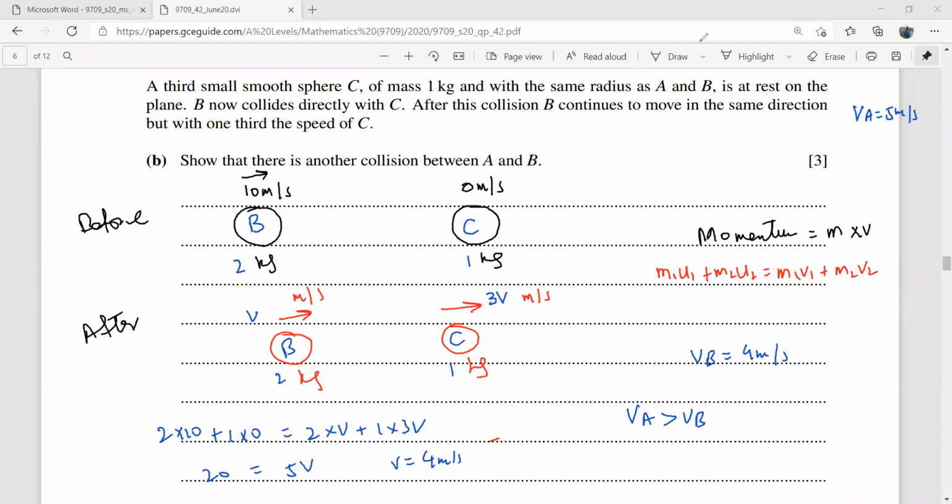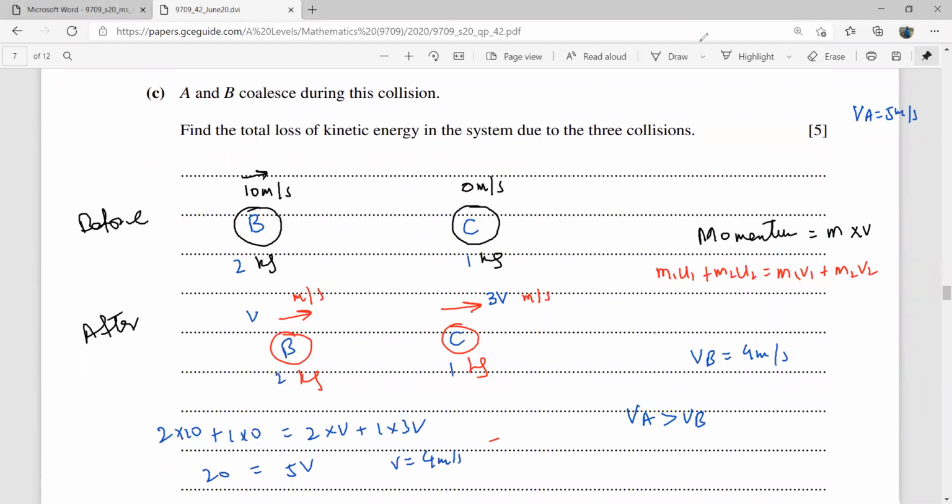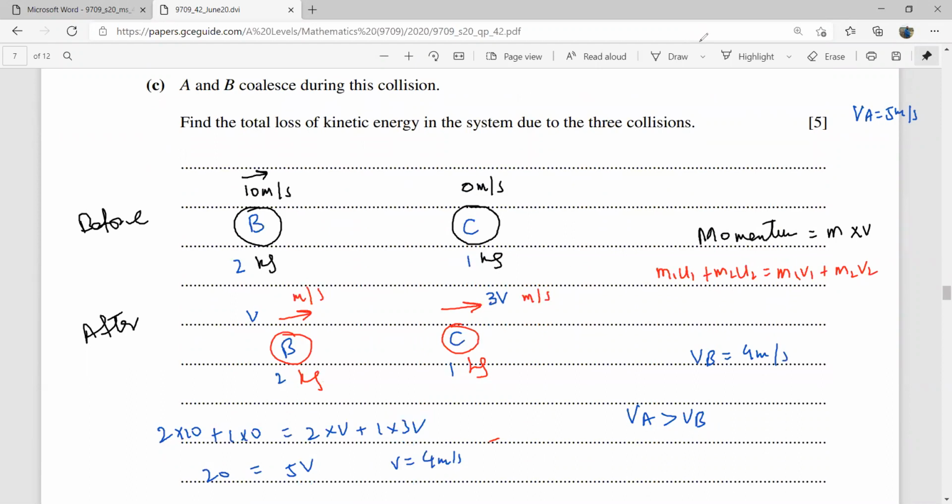Okay, now let's move on to the C part. It says A and B coalesce, that they become one, like, they get together, okay? They do not depart, they are one body now, okay? So they coalesce, and during this collision, find the total loss of the kinetic energy in the system due to the three collisions.